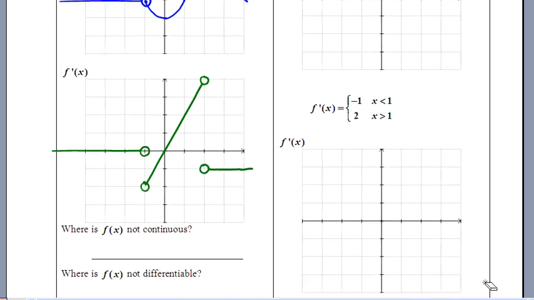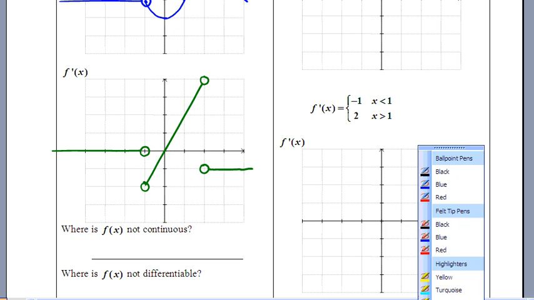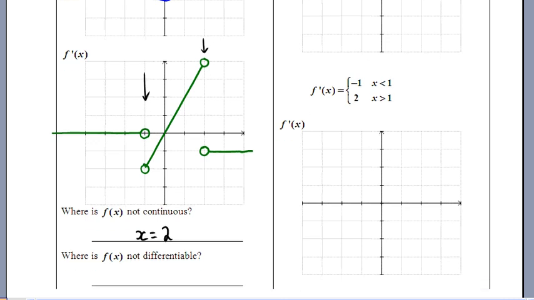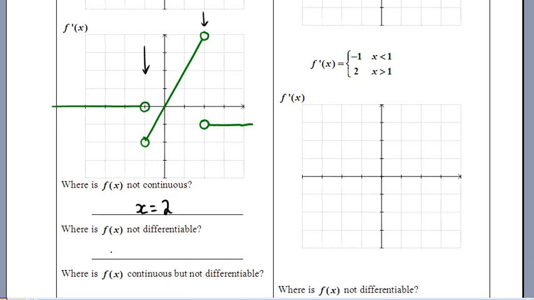All right, where is the original graph f of x not continuous? Where is it discontinuous? Where is it broken? Where does the left limit, the right limit, the function not all equal? And the answer is, in this story, at x is equal to 2. Where is it not differentiable? Right? Well, I can see that on this graph. No value for the derivative there and there. Or I can see it on the graph up above where there are no tangent lines. So I would say, oh, at x is equal to -1 and 2.